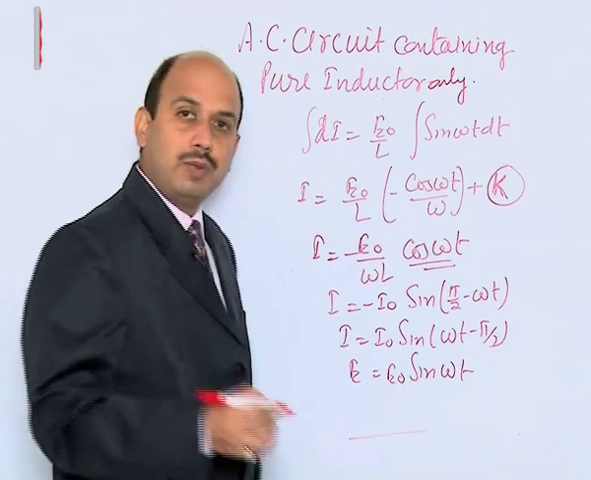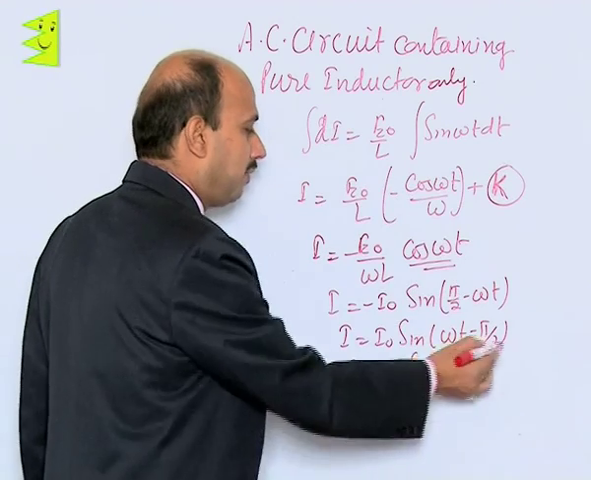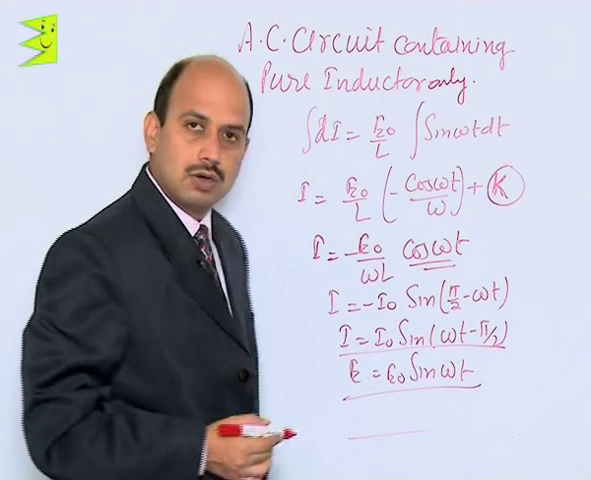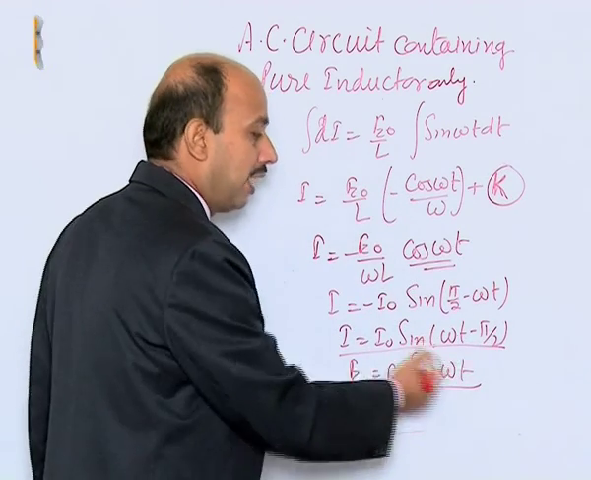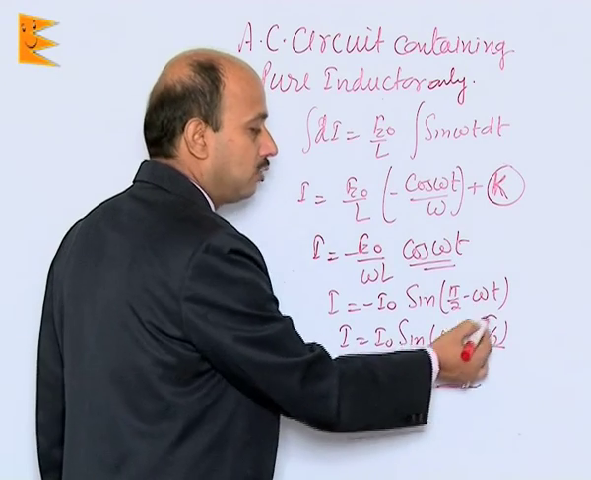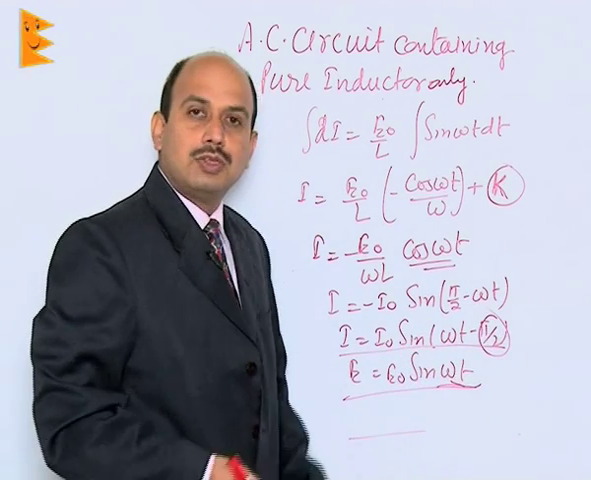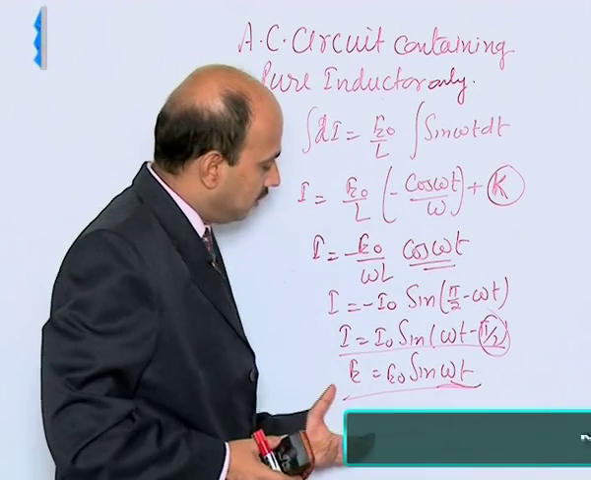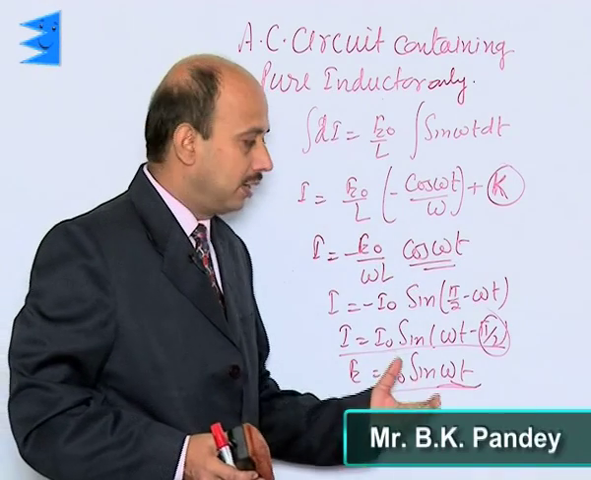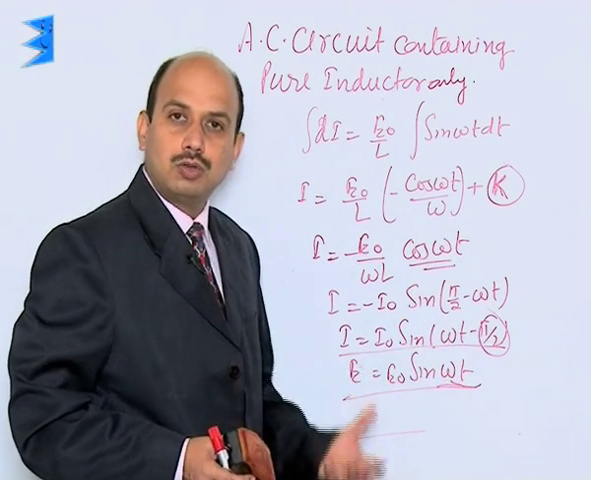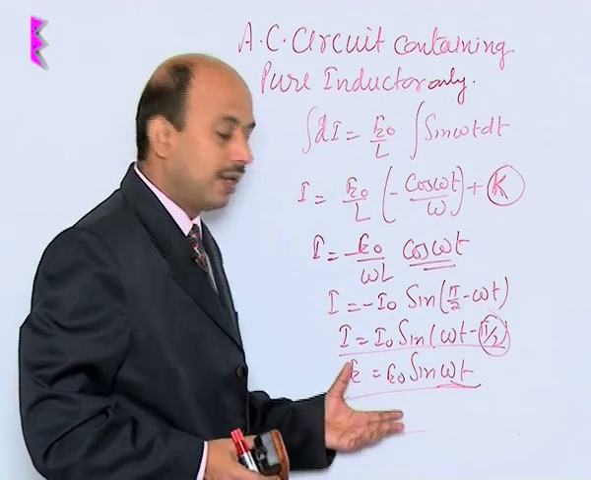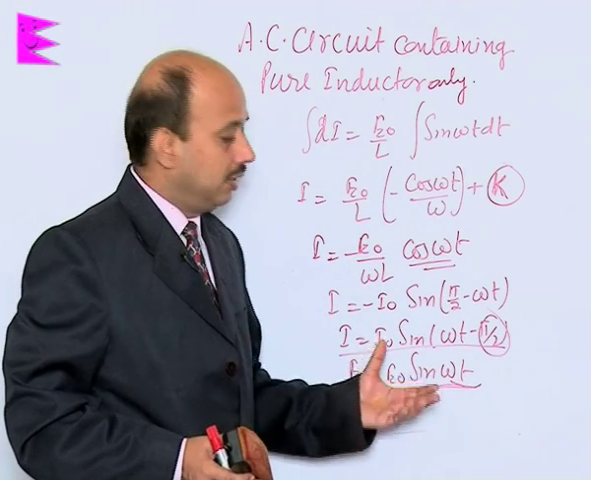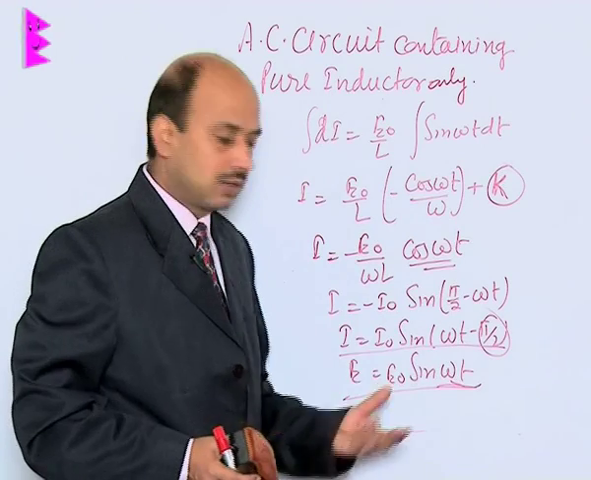If we look at these two equations, the EMF and the value of the current in the inductor, we will see that the current is lagging behind by a phase of pi upon 2. So there is a phase lag of pi upon 2 between the potential difference or EMF applied and the current. So this is about the current and EMF in the pure inductor.